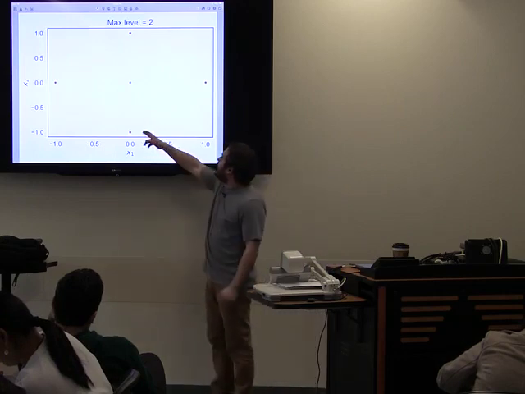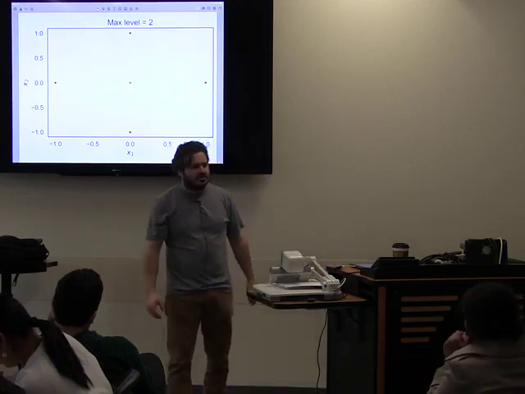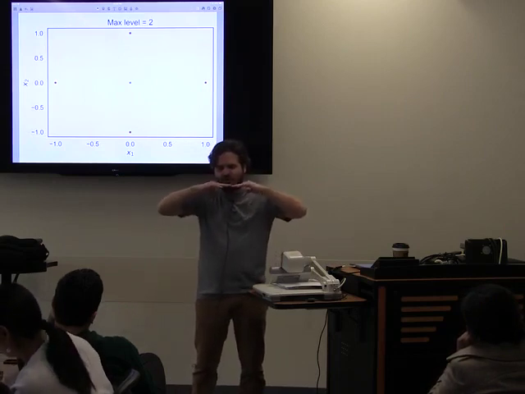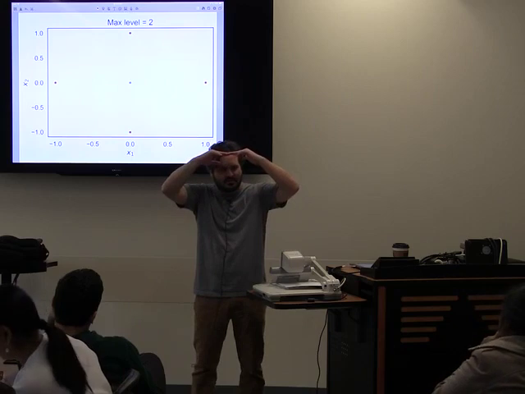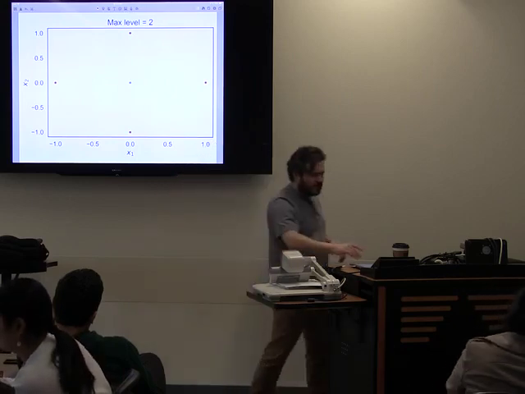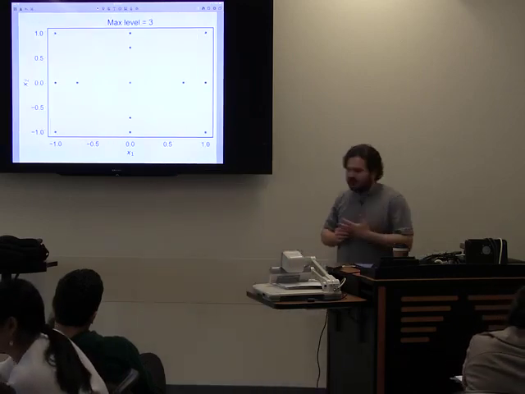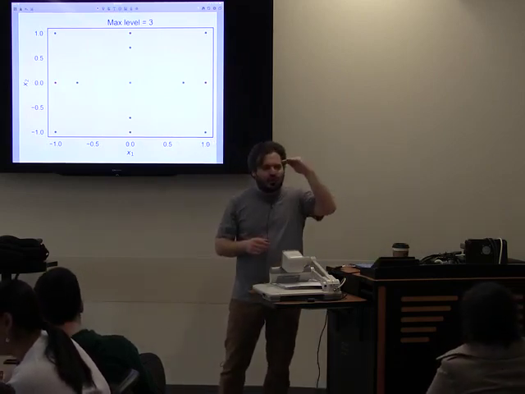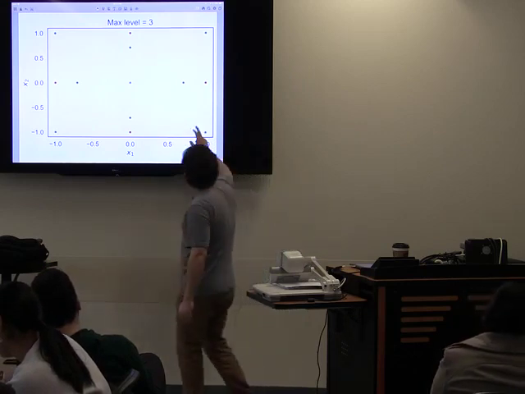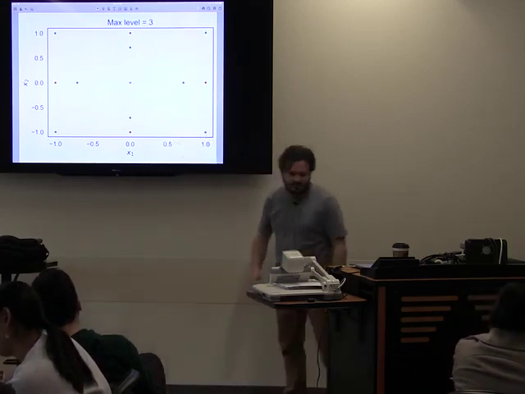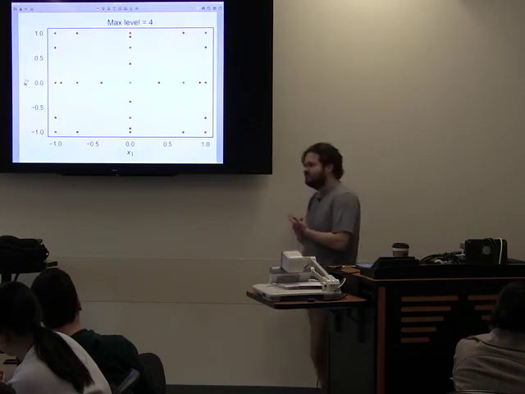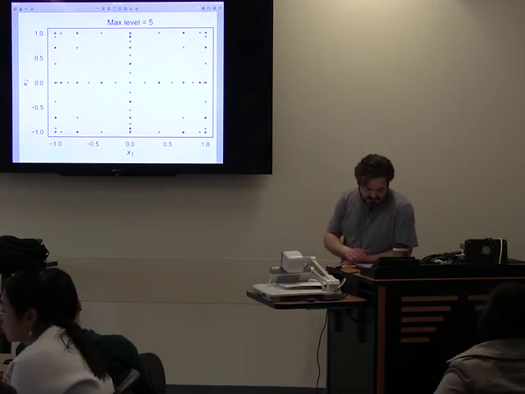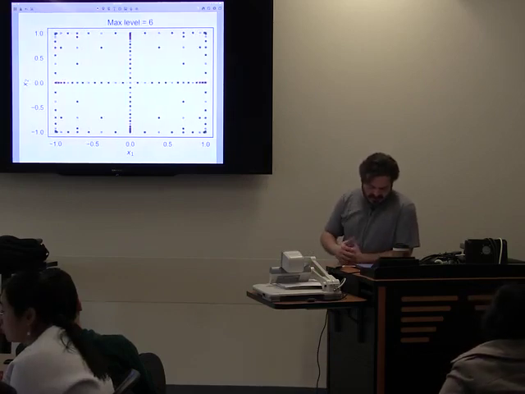Second level adds 4 more points. Okay, so the underlying one-dimensional quadrature rule goes from 1 point to 2 points. Level 3, you go from 2 to 4 points. Level 4, level 5, level 6, etc.